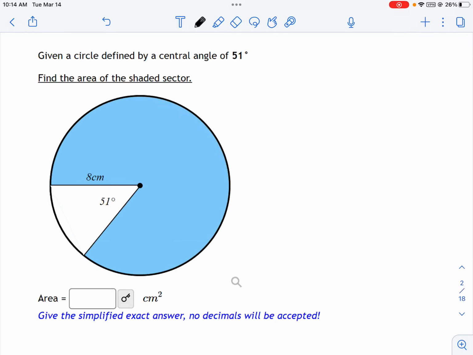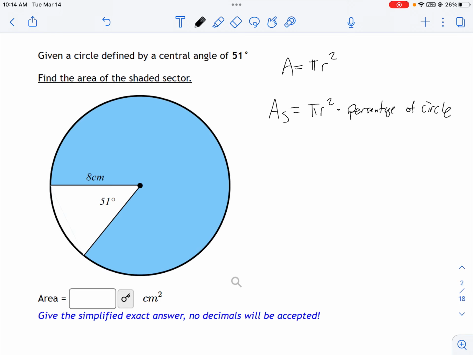Hello and welcome. So, we are finding the area of the shaded sector. We're going to do this one by percentages. Remember, to find the area of a circle, that is pi r squared. Well, to find the area of a sector, all you're doing is taking the area of the circle, so pi r squared, and timesing it by the percentage of circle that you have.